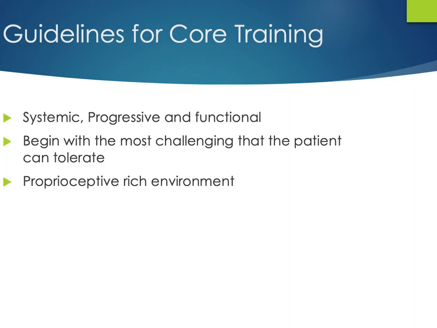Okay, so guidelines. We want it to be systematic, progressive, and functional. One of the main things we want you guys to take away is we want it to be proprioceptively rich, meaning that we want to test it in different ranges, different speeds, different loads, then adding in the upper and the lower extremity to really challenge the patient. Please start with the most the patient can do and then start to progress from there. So sometimes you're going to have to do some different testing to find out what that is.